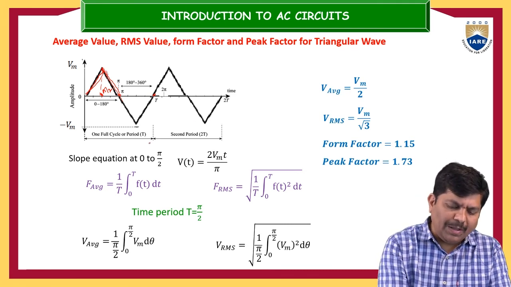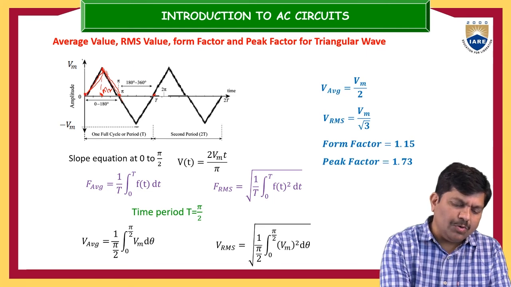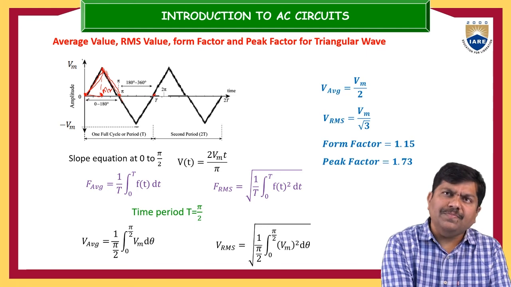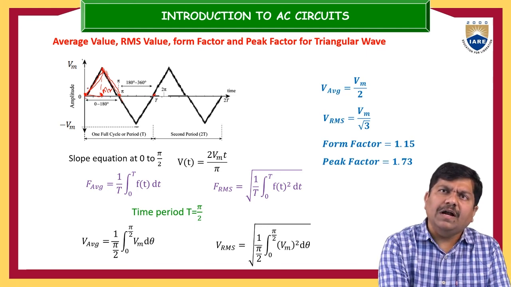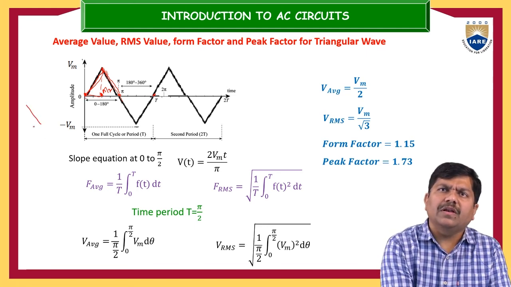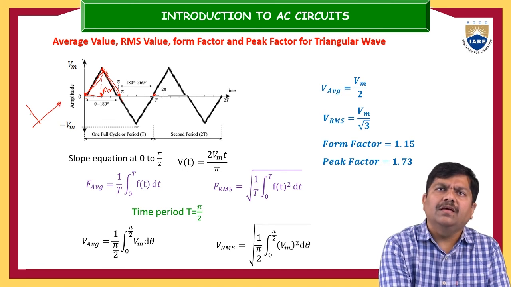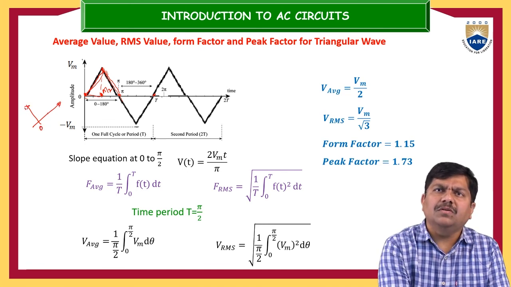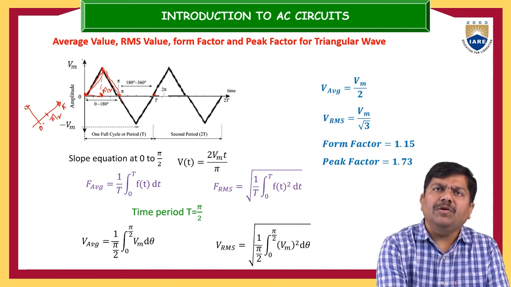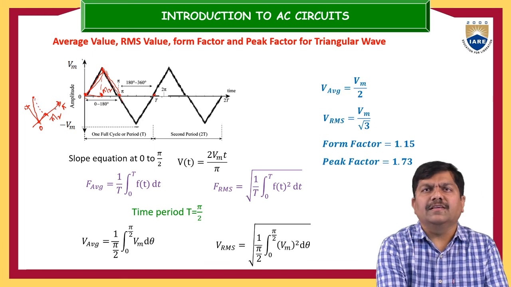So from t is equal to 0 to pi by 2, in this time period, whatever the waveform, let us represent it separately. Here this is t is equal to 0, this is pi by 2, and let me assume this is pi. Whenever you are traveling from t is equal to 0 onwards, how is the voltage varying? Linearly it is varying, so linearly increasing, which is passing through the origin.